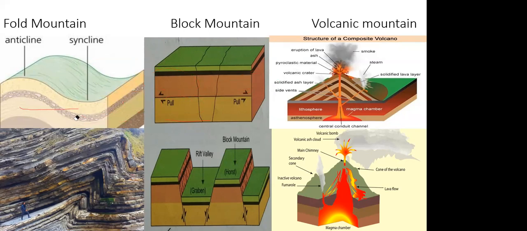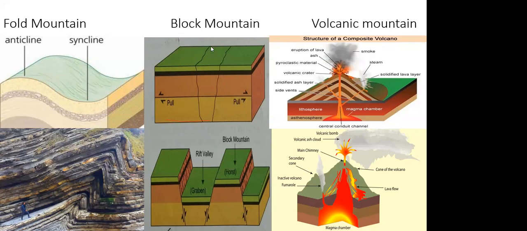So the two major things you have to remember are the anticline and syncline. Anticline is the upper part, the upward fold, and the syncline is the lower part, whose curve is downwards. So these are the two most important parts of fold mountains that you have to remember.